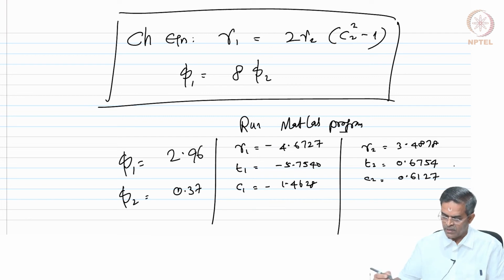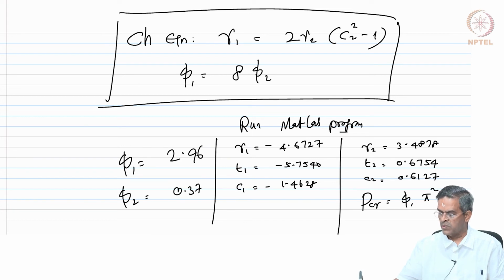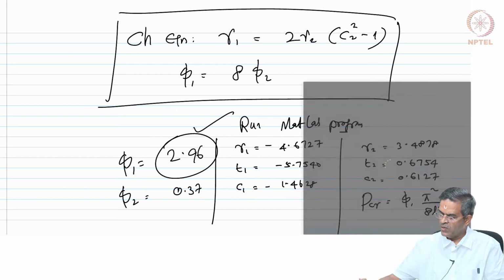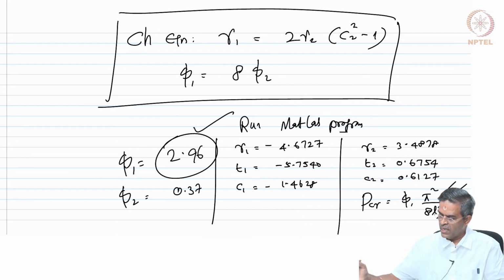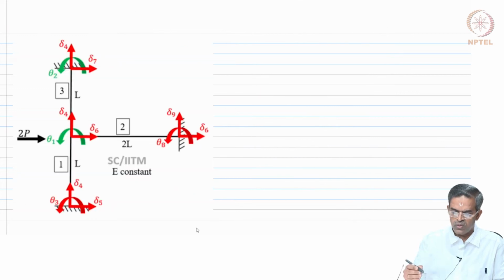So, now I can interpret P critical as phi 1 times pi square EI by 8 L square. So, we will be able to get the critical load because I know phi 1. If I know E, I and length, I can get the critical value, Euler's critical. It is very simple and straightforward. Let us go to example 4.